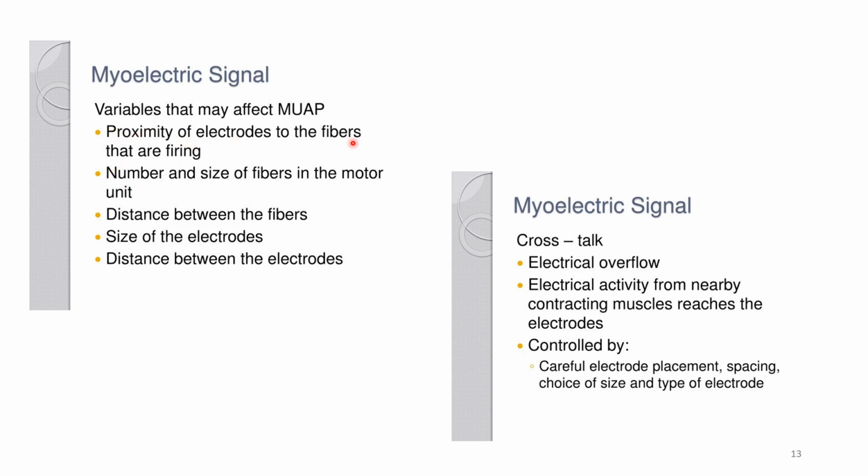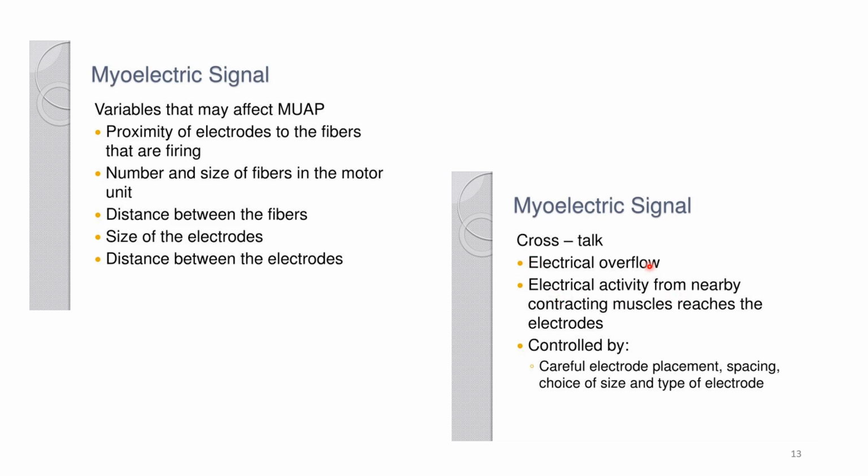The variables that may affect the motor unit potential are the proximity of electrodes to the fibers that are firing, the number and size of fibers present in the motor unit, the distance between the fibers, the size of the electrodes, and the distance between the electrodes. All these will also affect it. This myoelectric signal is controlled by careful electrode placement, spacing of the electrodes, and choice of size and type of electrode. This myoelectric signal is nothing but the motor unit action potential.